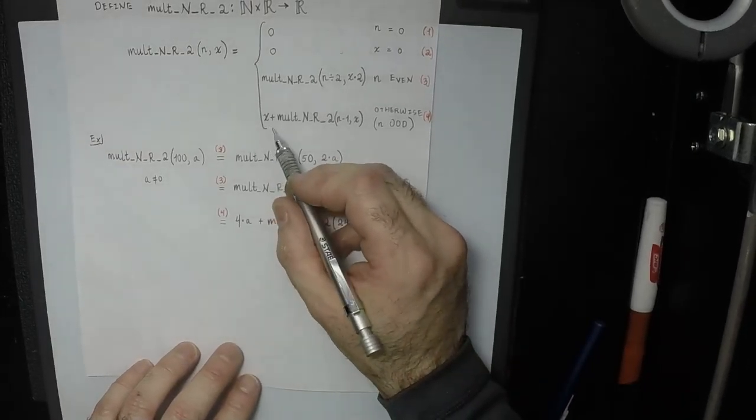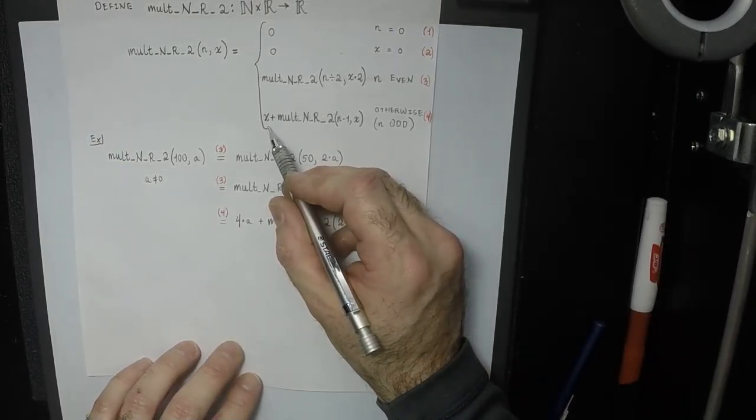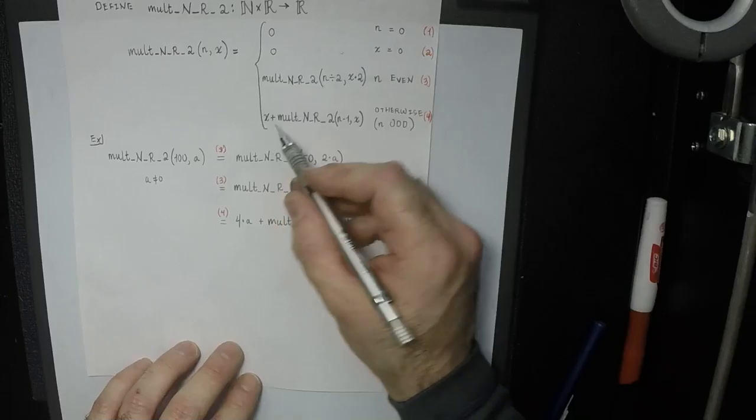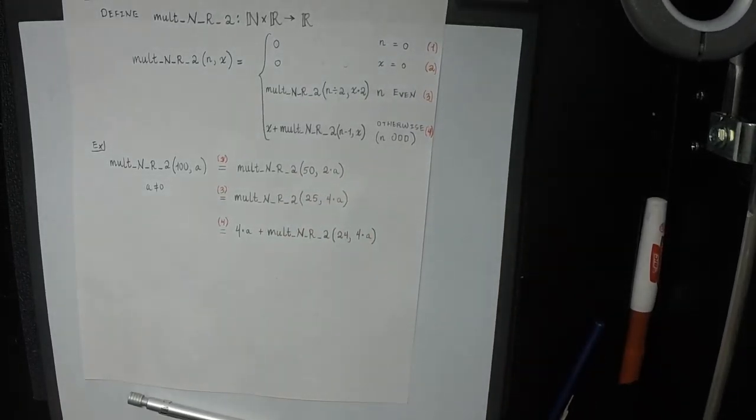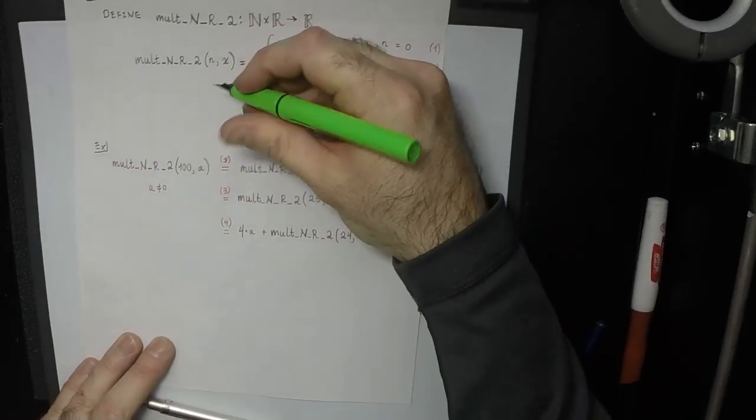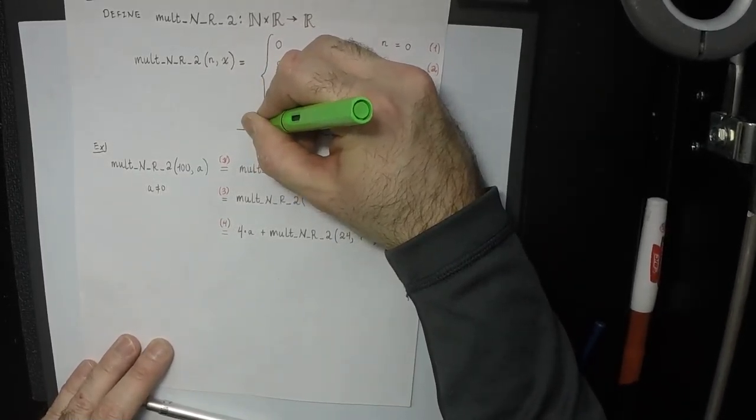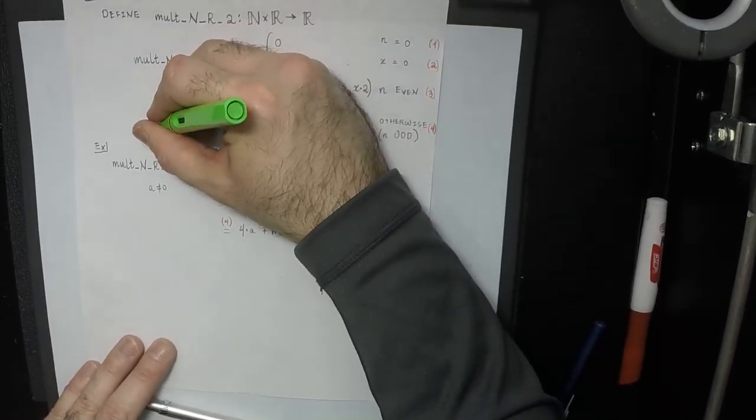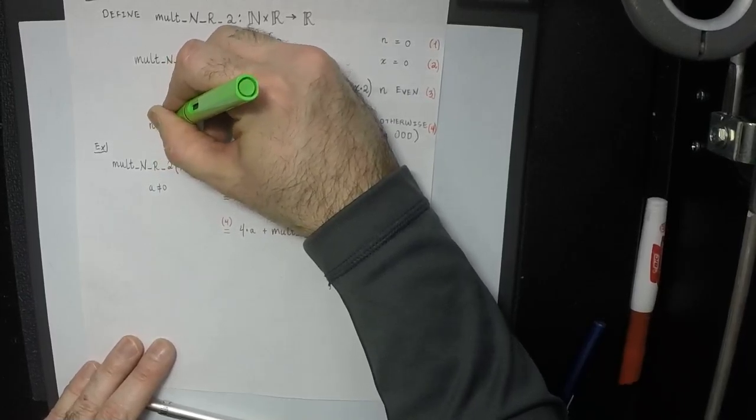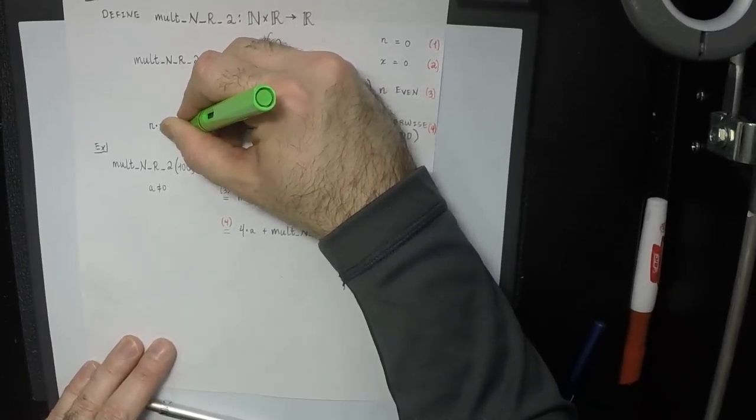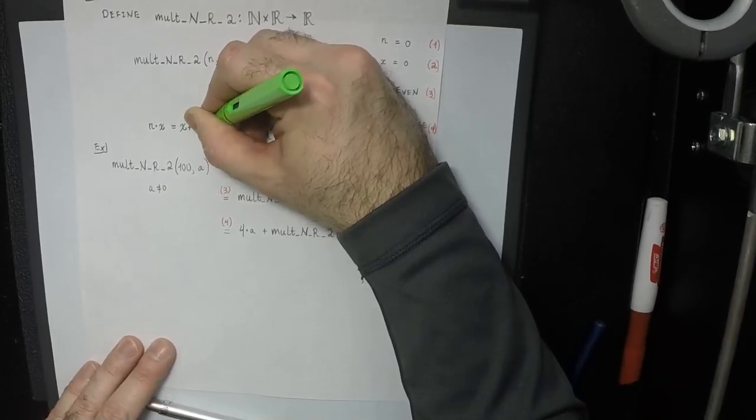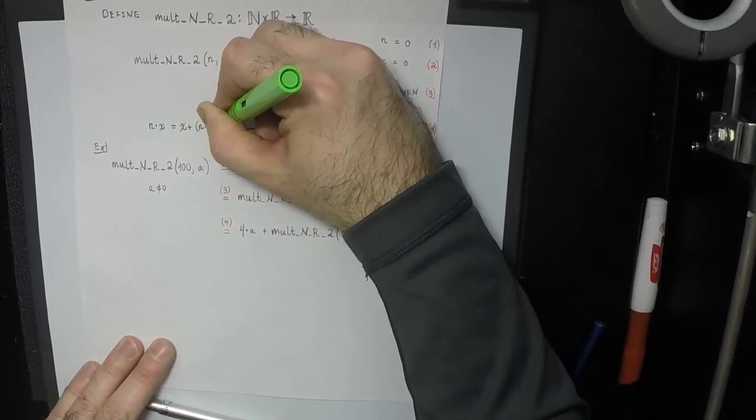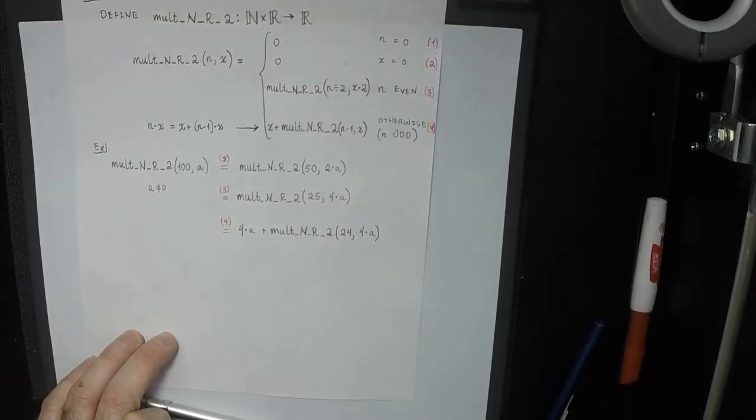Well, then instead of this, you'd have to subtract, right? Because what this clause is saying, conceptually, is that n times x is x plus (n minus 1) times x. That's the meaning of that clause.